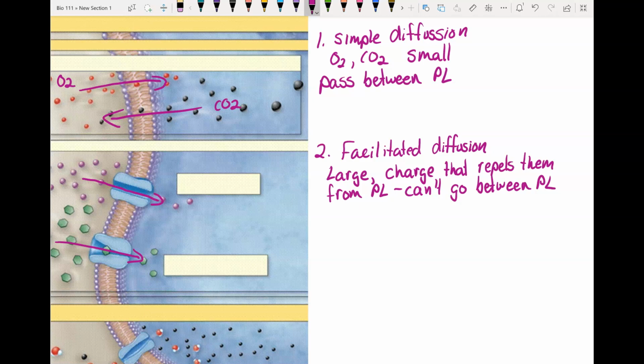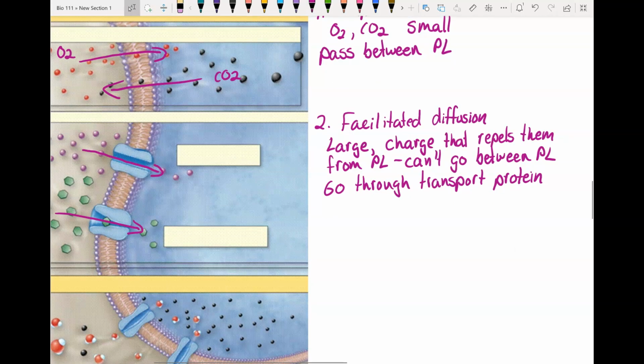So these blue things here are transport proteins. You can think of a transport protein as like a door in a cell membrane. And there's two different types of transport proteins used in facilitated diffusion. We can have a channel, which is always open. Or you can have a gate. A gate can open or close.